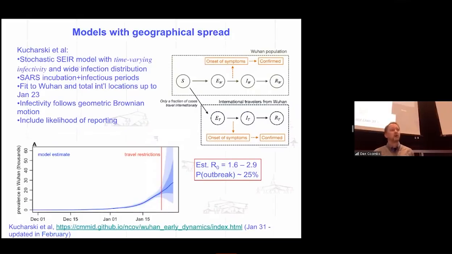This was an earlier model from various people in London. They used a stochastic SEIR, so susceptible, exposed, infected, recovered model with a time-varying infectivity. So people were more infectious and then became less infectious. And they fit it to Wuhan data and international locations early on. And they, again, found that the R-naught was something like in the range of 1.6 to 2.9.